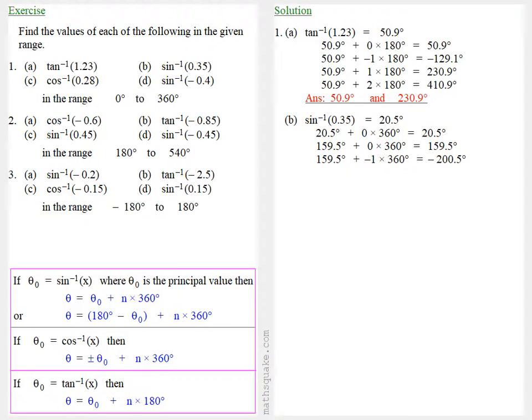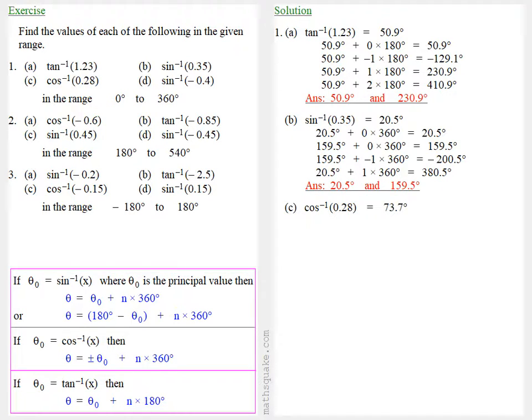However, if we go smaller, so we have 159.5 take away 360, that gives us minus 200.5, that's not in the range. And if we go larger, 20.5 plus 1 times 360, that's 380.5, and that's not in the range. So the two values that are in the range we want are 20.5 degrees and 159.5 degrees.